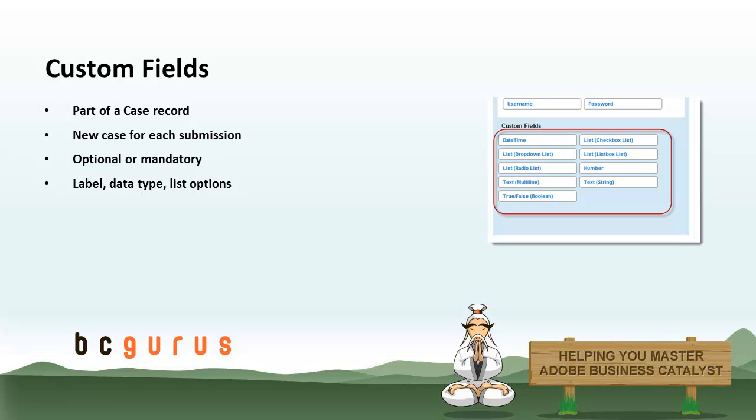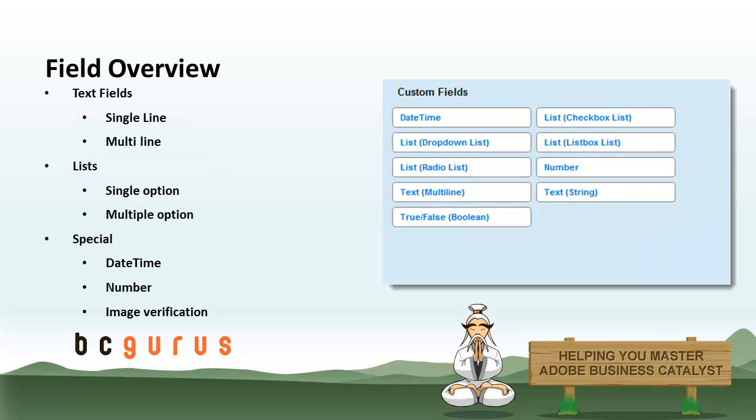For each of your custom fields, you're going to have to define a few more options. You've got to give it a label and select what kind of data the field is going to store. And for the list field types, you're going to have to define what options are part of the list. You'll see that in a minute. So, just a quick overview of some of the options you have.